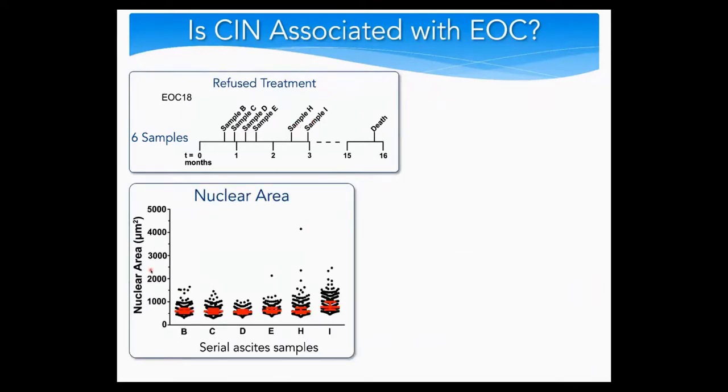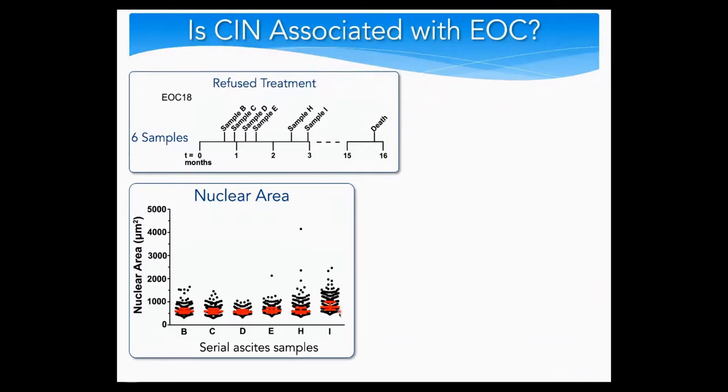Now, what I'm going to show you first are nuclear areas. So that y-axis is the change in nuclear area. The x-axis are the different samples in chronological order. And what I first want you to note is that there's a fair amount of heterogeneity in each of these particular samples. That heterogeneity, or cell heterogeneity, is really an indicator of chromosome instability.